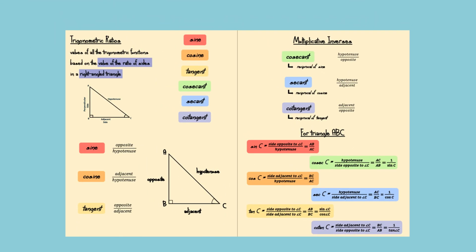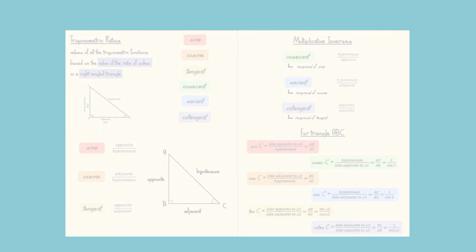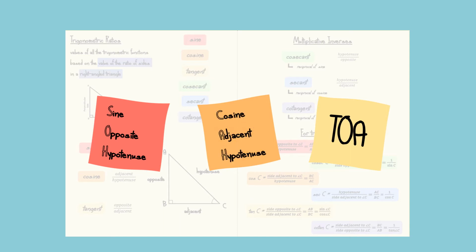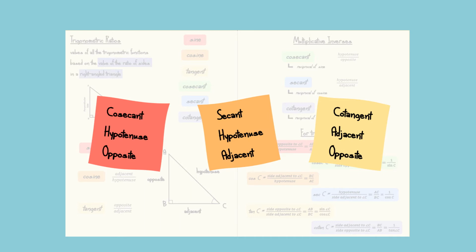So we can summarize them using this mnemonic device, SOHCAHTOA. SOH stands for sine is equal to the opposite side over hypotenuse. CAH stands for cosine is equal to adjacent side over hypotenuse. TOA stands for tangent is equal to the opposite side over the adjacent side. And for the remaining ratios, just find the reciprocal of each. So cosecant is equal to hypotenuse over the opposite side, secant is equal to the hypotenuse over adjacent side, and cotangent is equal to the adjacent side over opposite side.